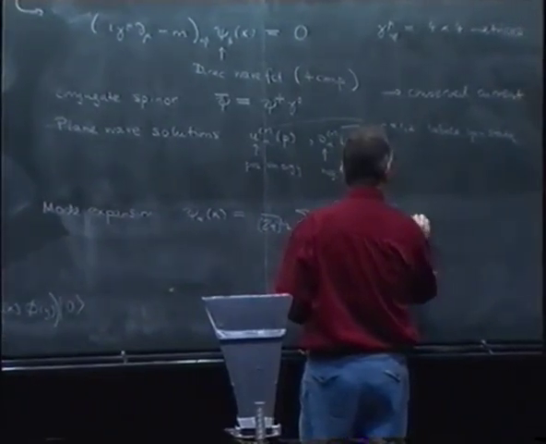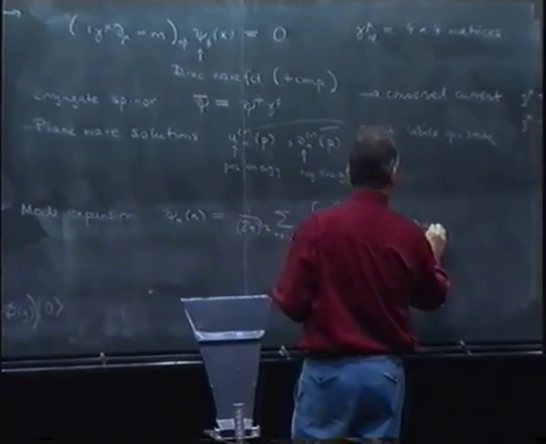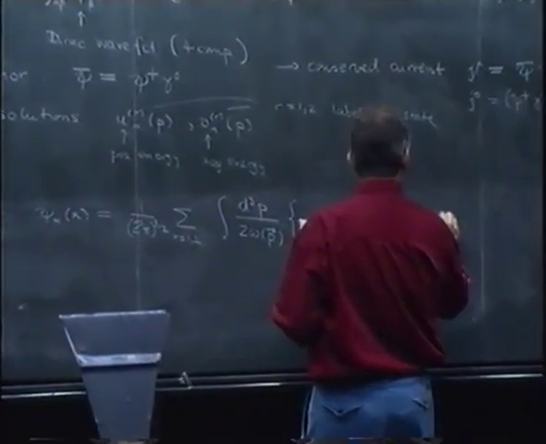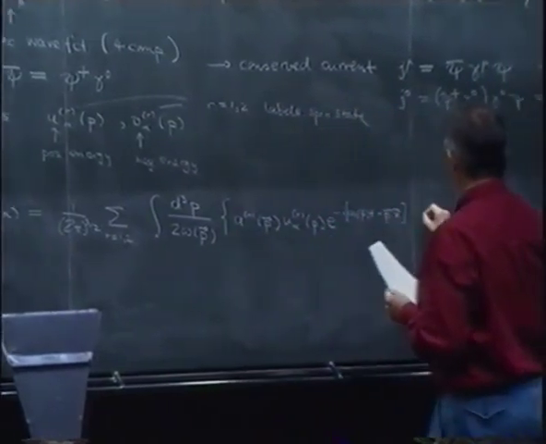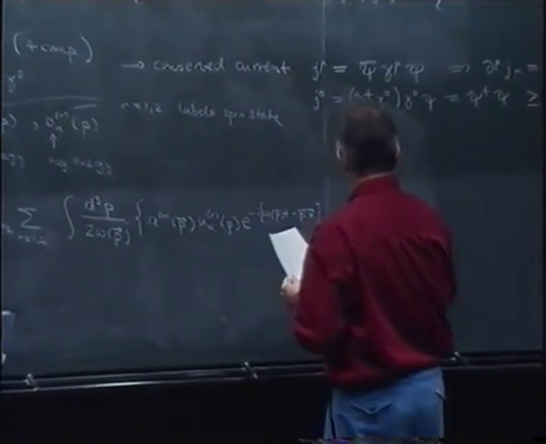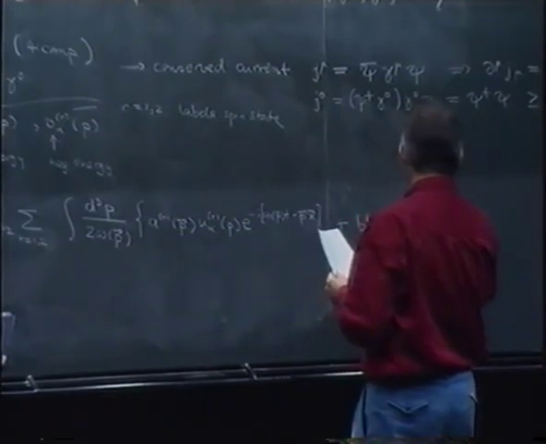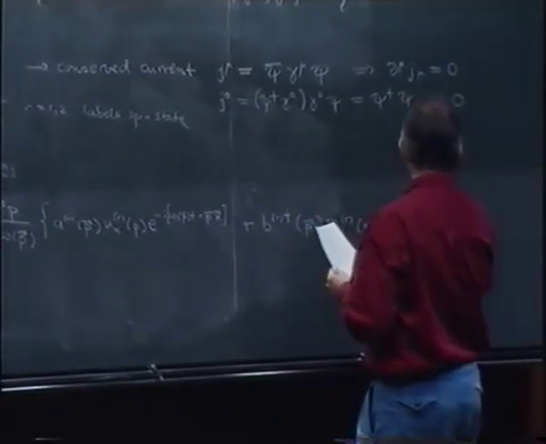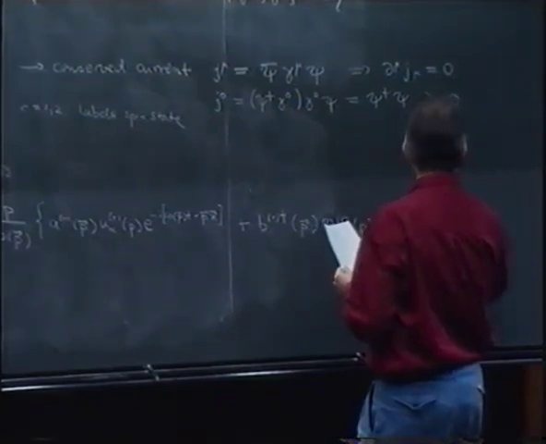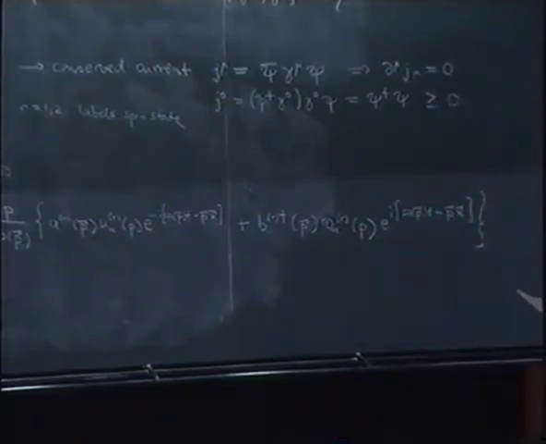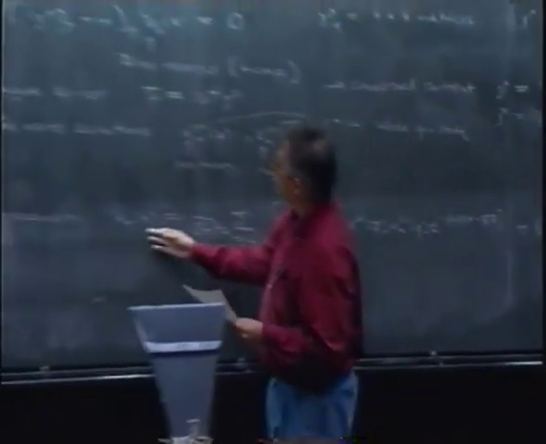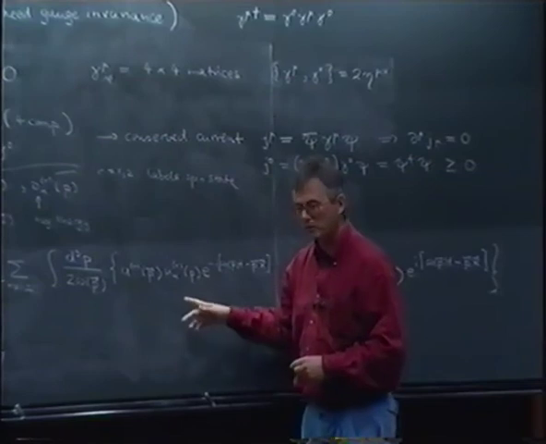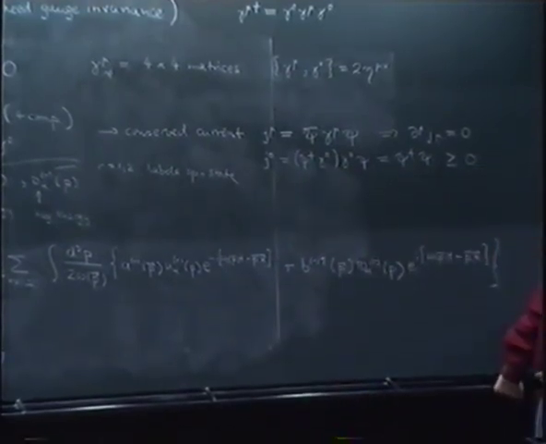And now we have a_R of p times u_alpha R of p times e to the i omega of p times t minus p x, plus b dagger of p times v_alpha R of p, e to the i omega of p times t minus p x. So this is now the expansion of an arbitrary solution of this equation into Fourier modes. As I said, you can look these things up in Bjorken and Drell's volume. This is a standard thing.